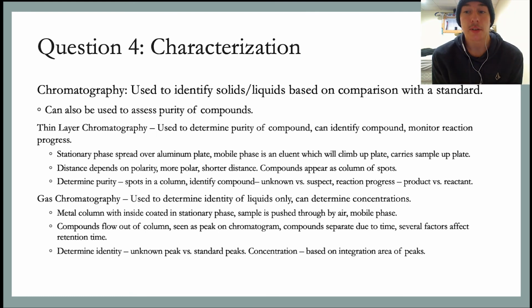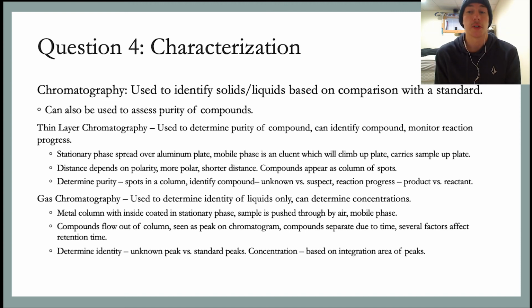The sample separates into its components while it moves. The distance traveled by each component depends on the polarity of the component. The more polar, the shorter the distance traveled. When a compound is separated, it will appear as a column of spots. These spots can be compared to other samples spotted on the plate. This can be used to determine the purity of a compound based on how many spots there are in a column, or the identity of a compound based on the location of the spot of an unknown compared to the location of a spot of a suspected identity, or to determine the progress of a reaction by comparing a product spot with a reactant spot.